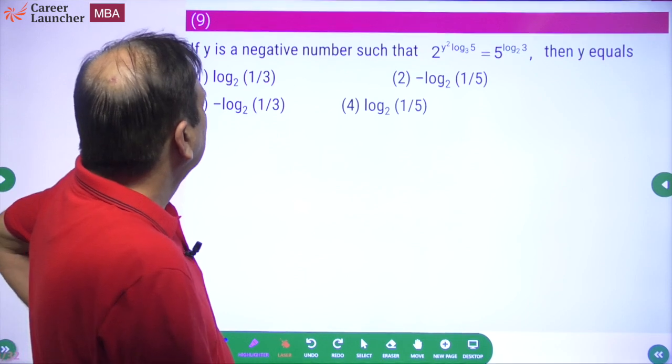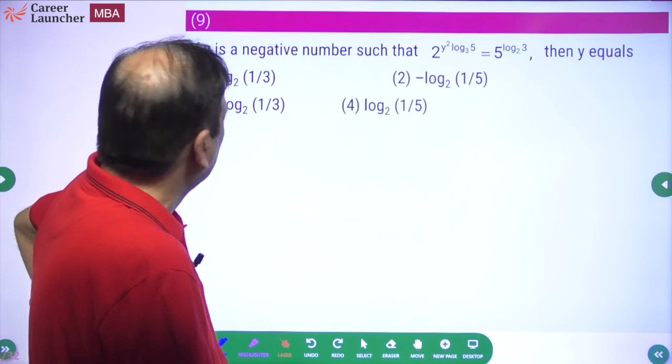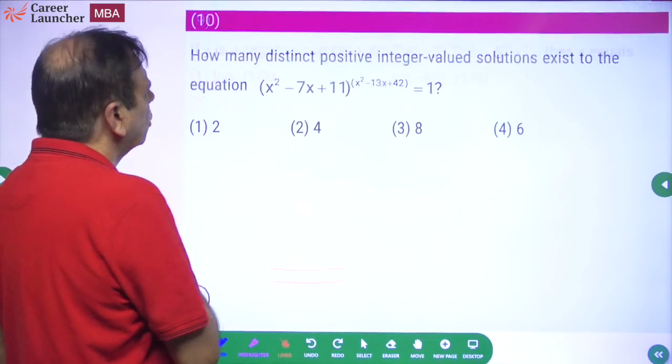Y is a negative number such that 2 to power y square log of 5 base 3 equal to this. Skip it. Most of you will struggle with this question. The trick and so on won't be visible, so leave it and move ahead.